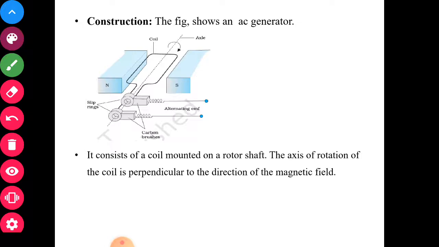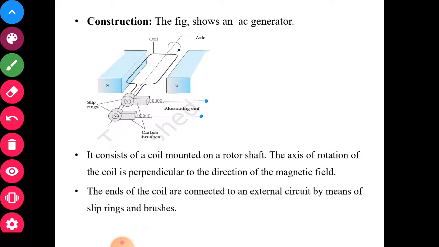It consists of a coil mounted on a rotor shaft. Okay. The axis of rotation of the coil is perpendicular to the direction of the magnetic field that I tried to explain. This is the axis and this is the direction of the magnetic field. Both are perpendicular to each other. Okay. The ends of the coil are connected to the external circuit by means of slip rings and brushes. So the ends of the coil are connected with the slip rings and the carbon brushes.